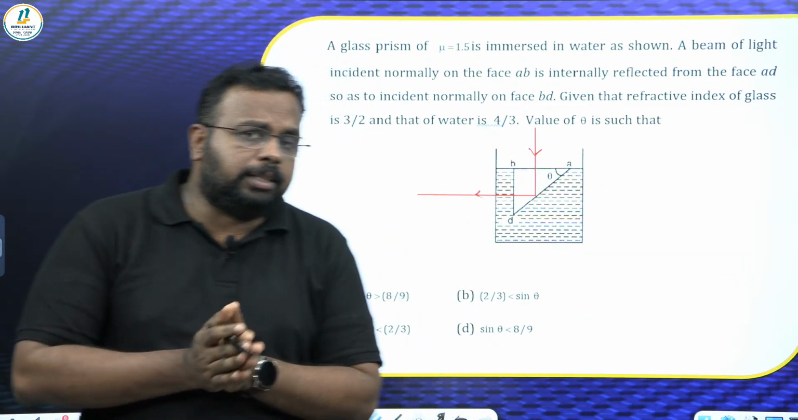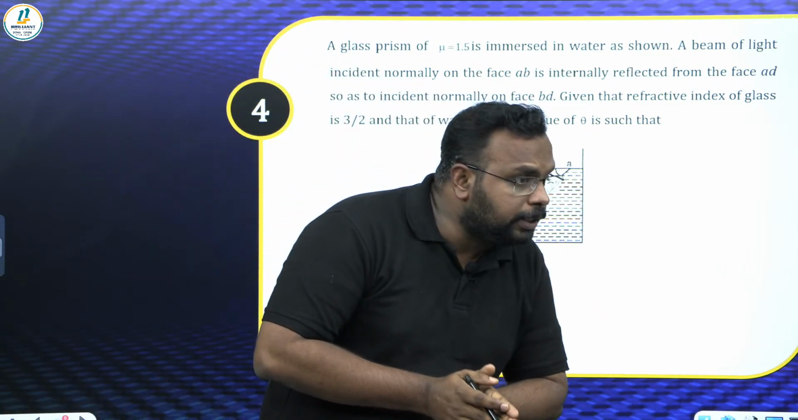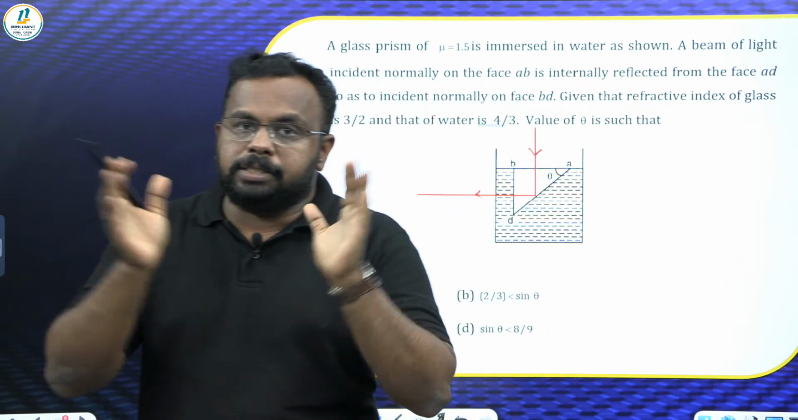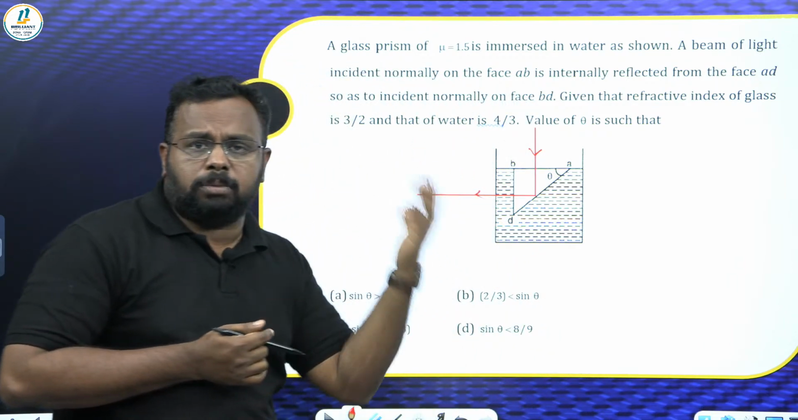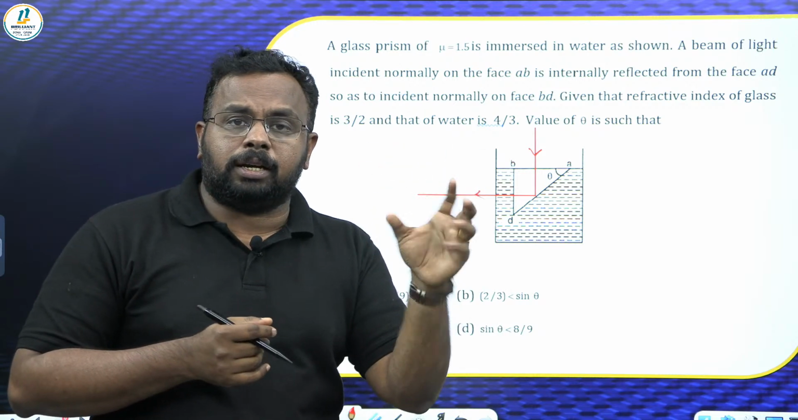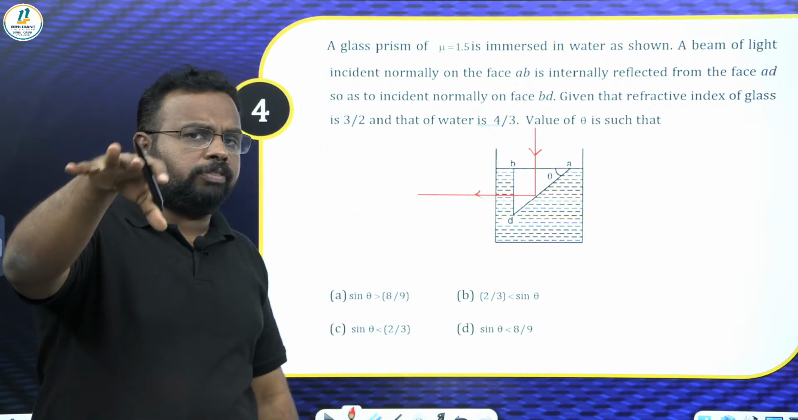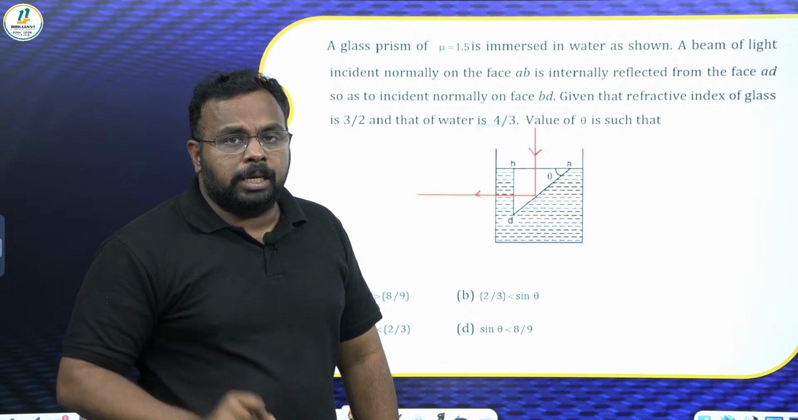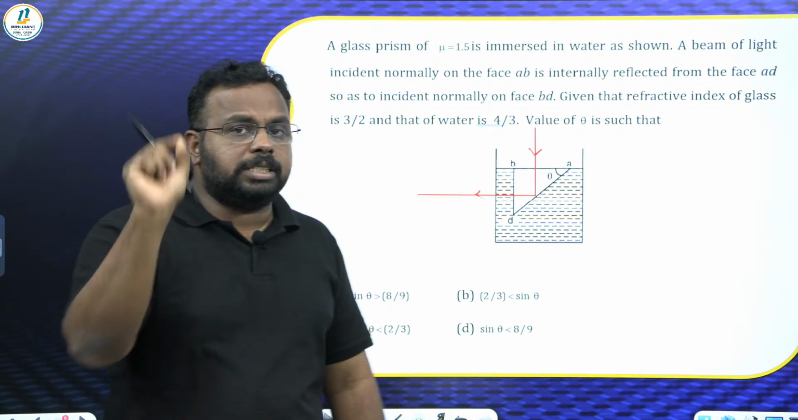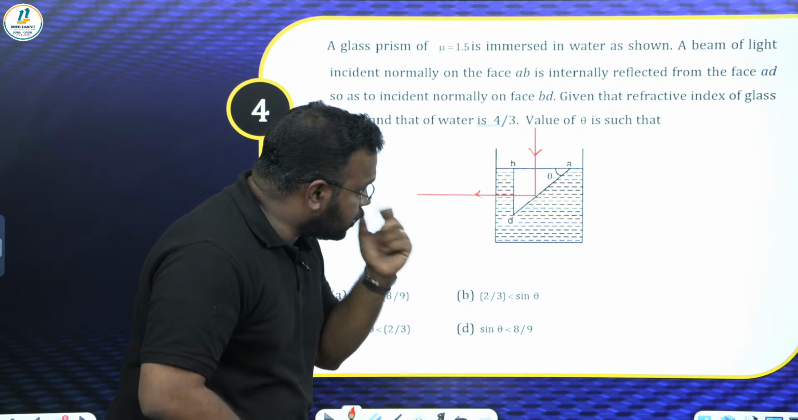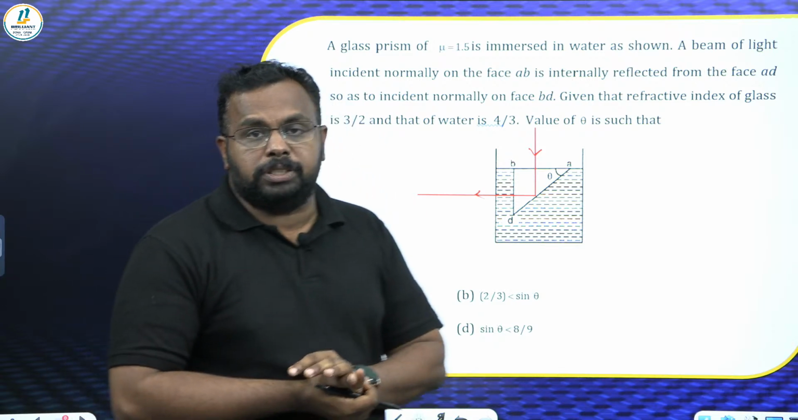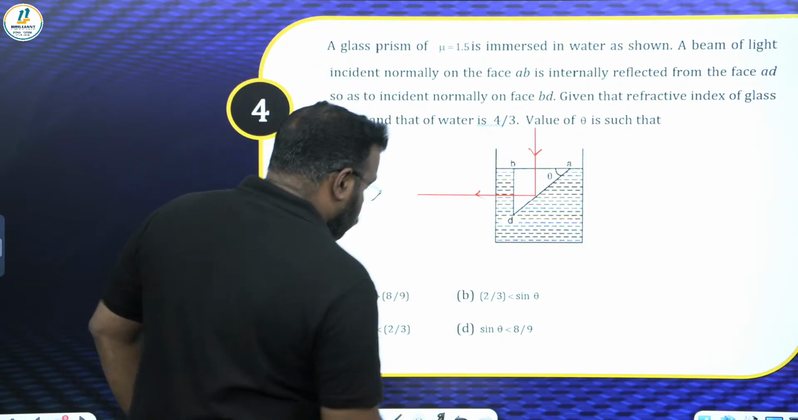You can understand this is based on which topic? Surely it is based on total internal reflection. Hope you remember the conditions and the formulas. What are the conditions for TIR? Condition number 1: the ray must travel from denser medium to rarer medium. Number 2: the angle of incidence must be greater than the critical angle. So here, first let us check what is the angle of incidence for the second face.